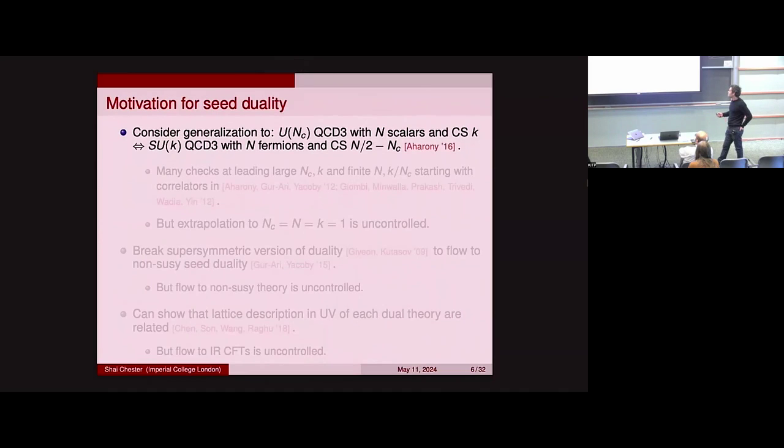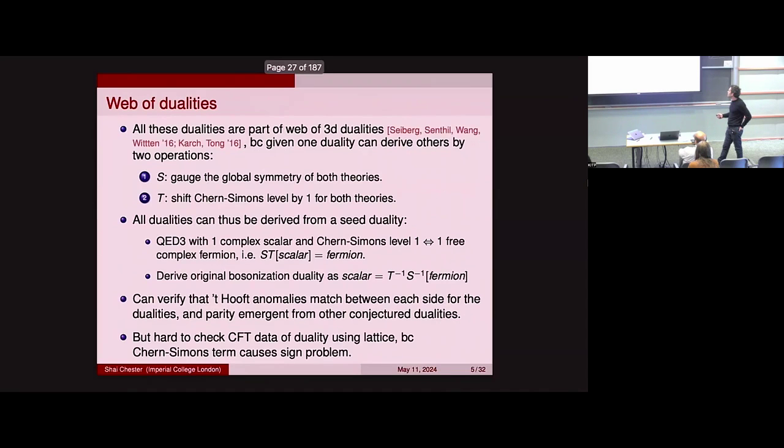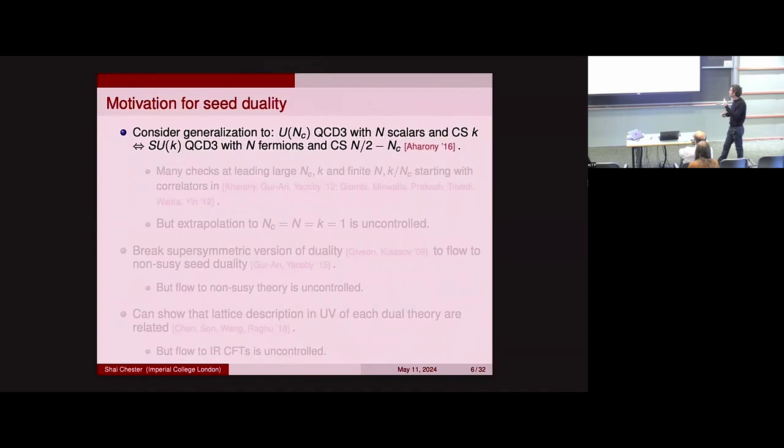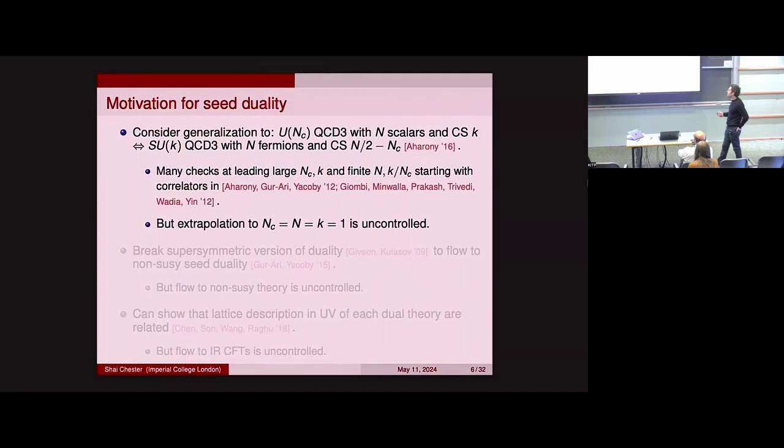So what are ways people try to motivate the seed duality? The seed duality being this one, QED3 with one complex scalar, Chern-Simons level 1, dual to free complex fermion. So different ways you could try to motivate it. First of all, you could try to look at a more general class of theories, which has NC colors, QCD3, and then in the large color limit, you can actually do calculations. It becomes weakly coupled, and then you can check this large color version of the duality. You could compute various quantities, check that they are the same, and then you could try to boldly extrapolate to one color. But that extrapolation in practice isn't a very good one.